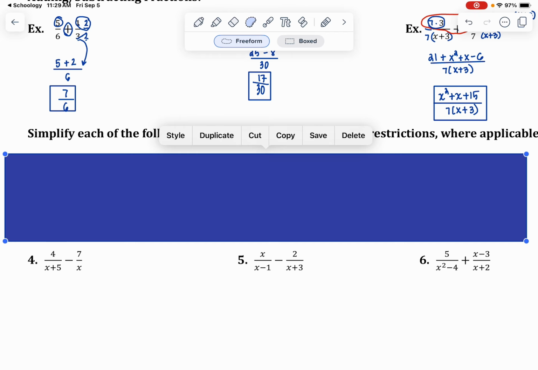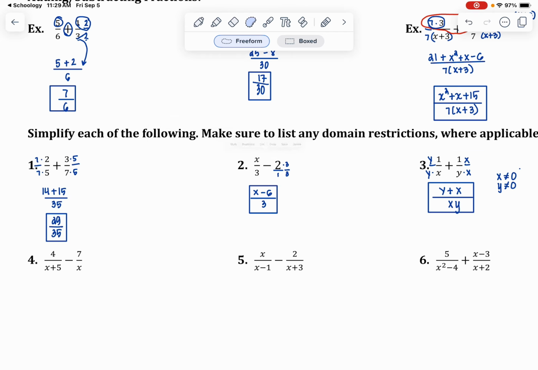You could also see why my box was filled in instead of empty. Okay, so here we go. You can check your answers. The least common denominator for number 1 is 35, which happens to be 7 times 5, and you get 29 35ths.